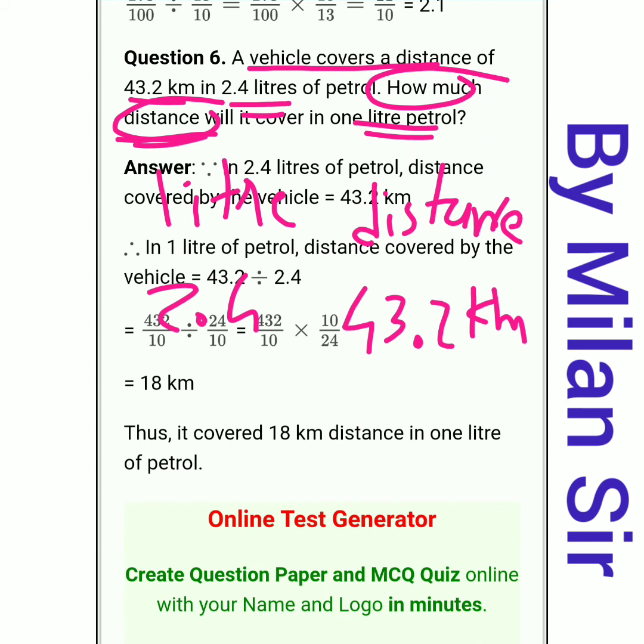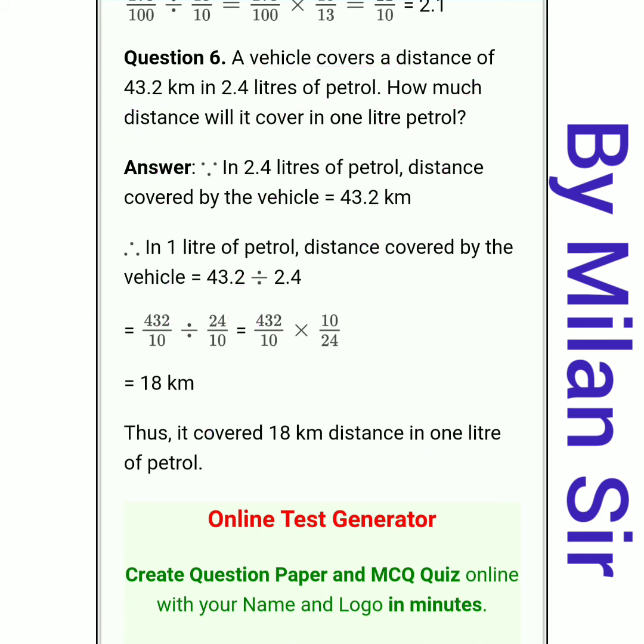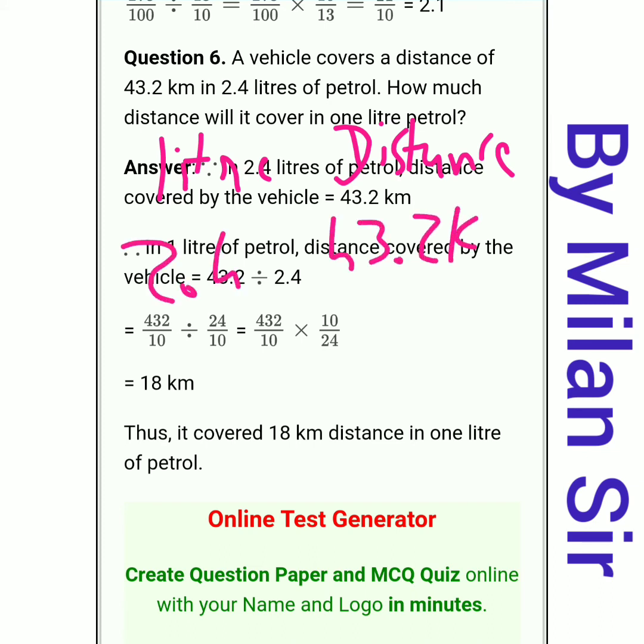Now the second line: how much distance? So distance we need to find, so here a question mark. How much will it cover in 1 liter of petrol? For 1 liter of petrol, how much distance? Okay, again, liter versus distance. First of all, 2.4 liters of petrol, distance 43.2 km, and for 1 liter of petrol we need to find the distance. Okay, this is the question.